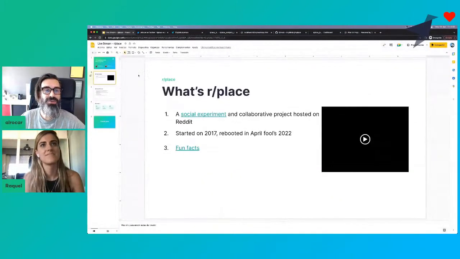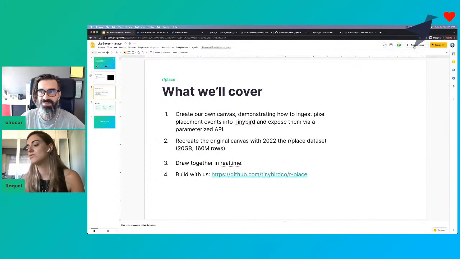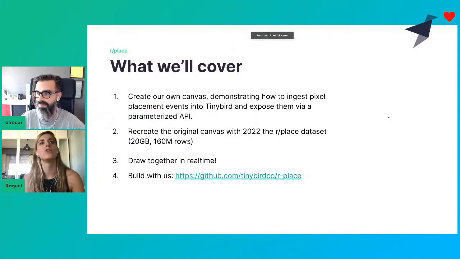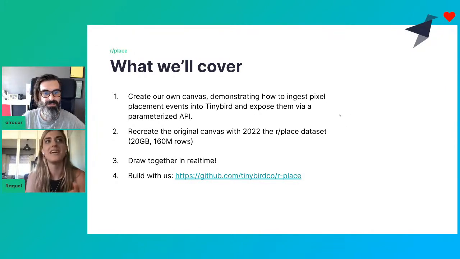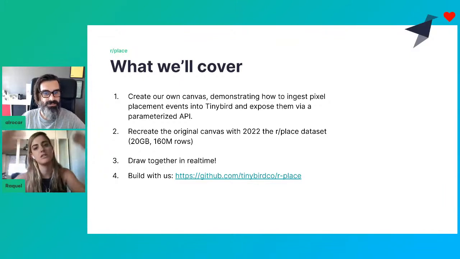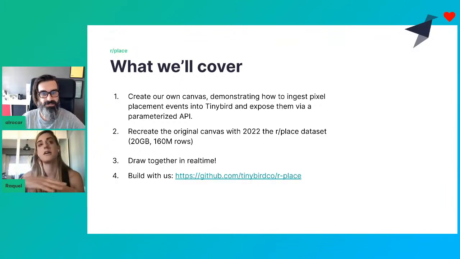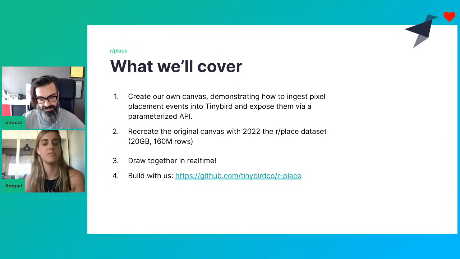And what we were going to try to do is to bring this to life again. We're going to build a really simple script to create our own canvas and to print pixels in the canvas. Then we are going to ingest these pixels in our backend, which is Tinybird. And then we are going to get the initial state of the canvas to see all the pixels that we are ingesting. Then we are going to try to refresh this canvas with the pixels that other users are ingesting in real time.